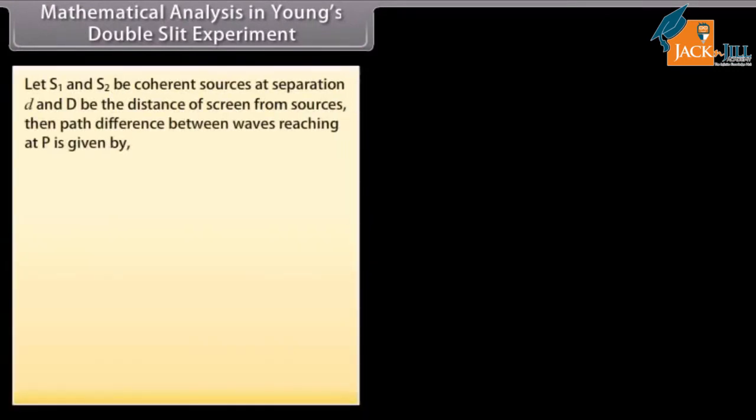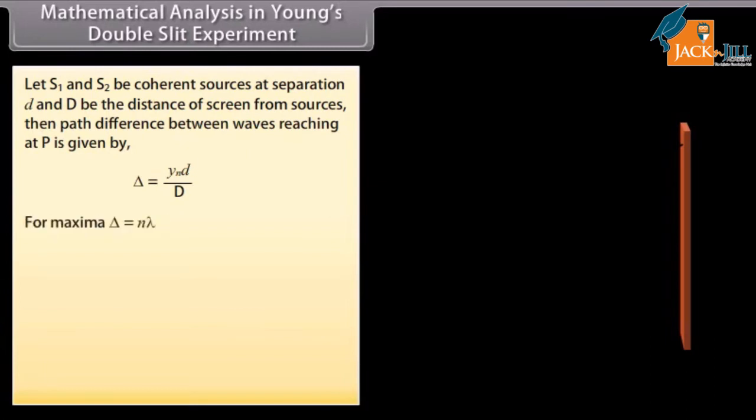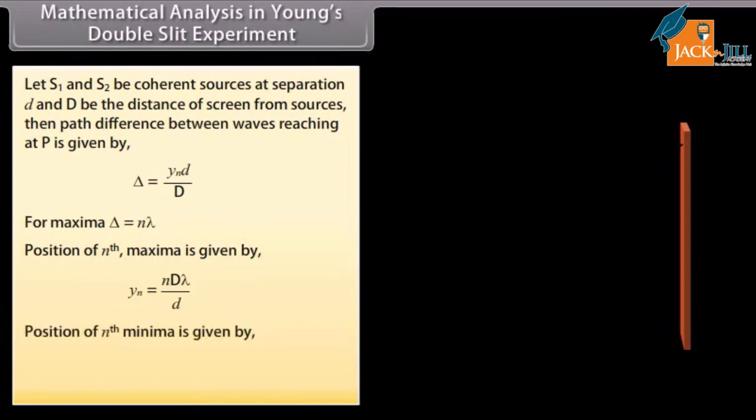Mathematical analysis in Young's double-slit experiment. Let S1 and S2 be coherent sources at separation d, and capital D be the distance of the screen from the sources. Then the path difference between waves reaching at P is given by the product of yn and d divided by capital D. For maxima, delta is equal to nλ. The position of the nth maxima is given by nDλ/d. The position of the nth minima is given by (n − 1/2) Dλ/d.